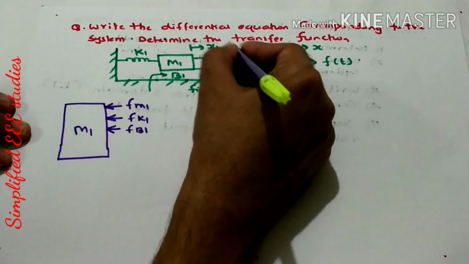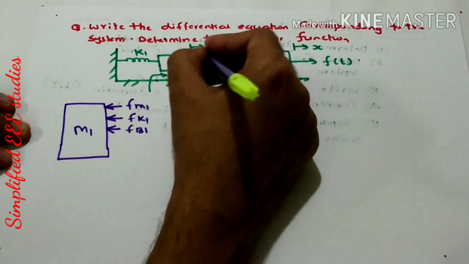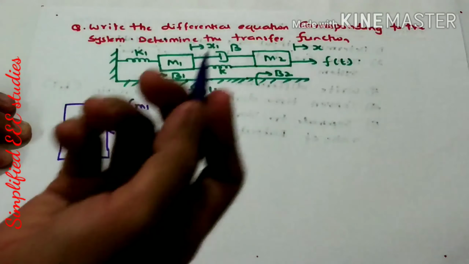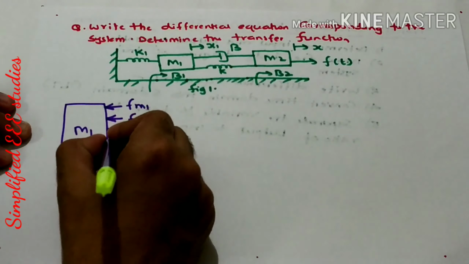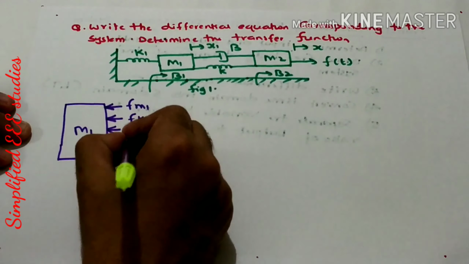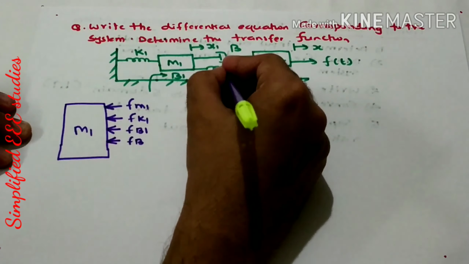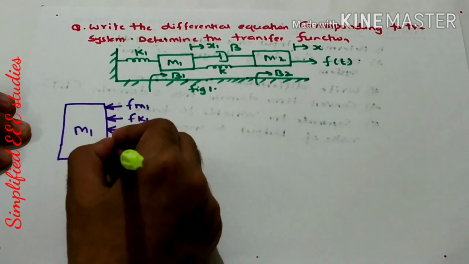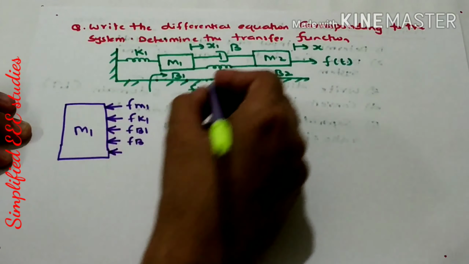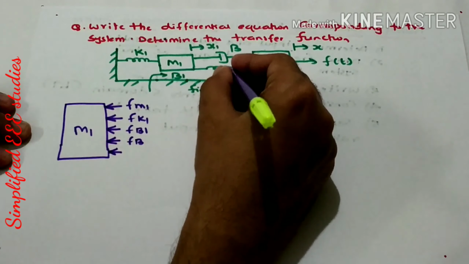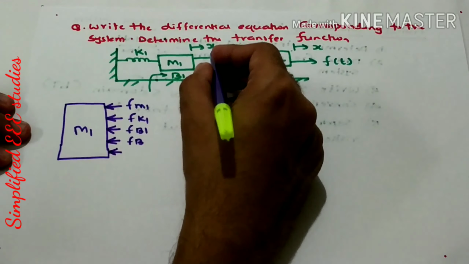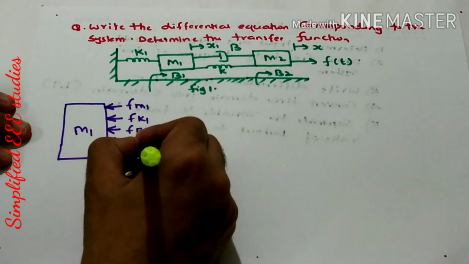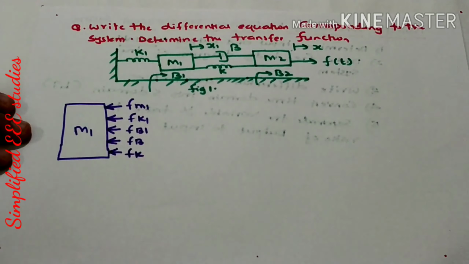B is connected between M1 and M2, so you need to consider the displacements x1 and x respectively while calculating the force. Let it be Fb. I will be marking in this manner. Similarly, let us discuss the spring element K. That is also in the same direction. While taking the force of that particular element, you have to consider displacements x1 and x respectively. Let it be Fk.